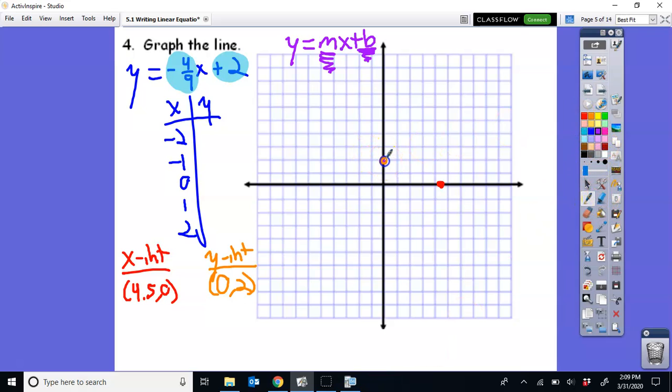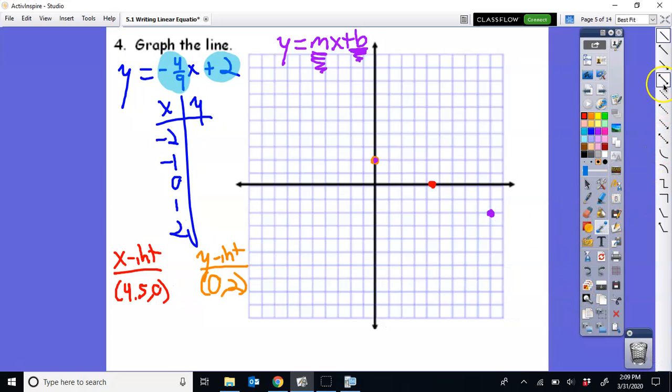So if you go up 2, there's my point. Oh, look, it's the same point. Imagine that. And then I move down 4 over 9. I go down 4: 1, 2, 3, 4, over 9: 1, 2, 3, 4, 5, 6, 7, 8, 9. Rise over run. You still notice, if you look closely, that line is still the same line that we started with, even with our x-intercept and our y-intercept.